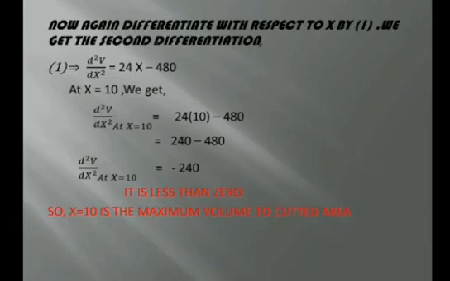So if x is equal to 10 is the cut length, then V is the maximum volume of the box. If it were greater than 0, that would be a minimum, and we would not choose x is equal to 10 as the cut length. But here the second derivative is negative, minus 240, which is less than 0. So we conclude that x is equal to 10 gives the maximum volume of the cuboid box.